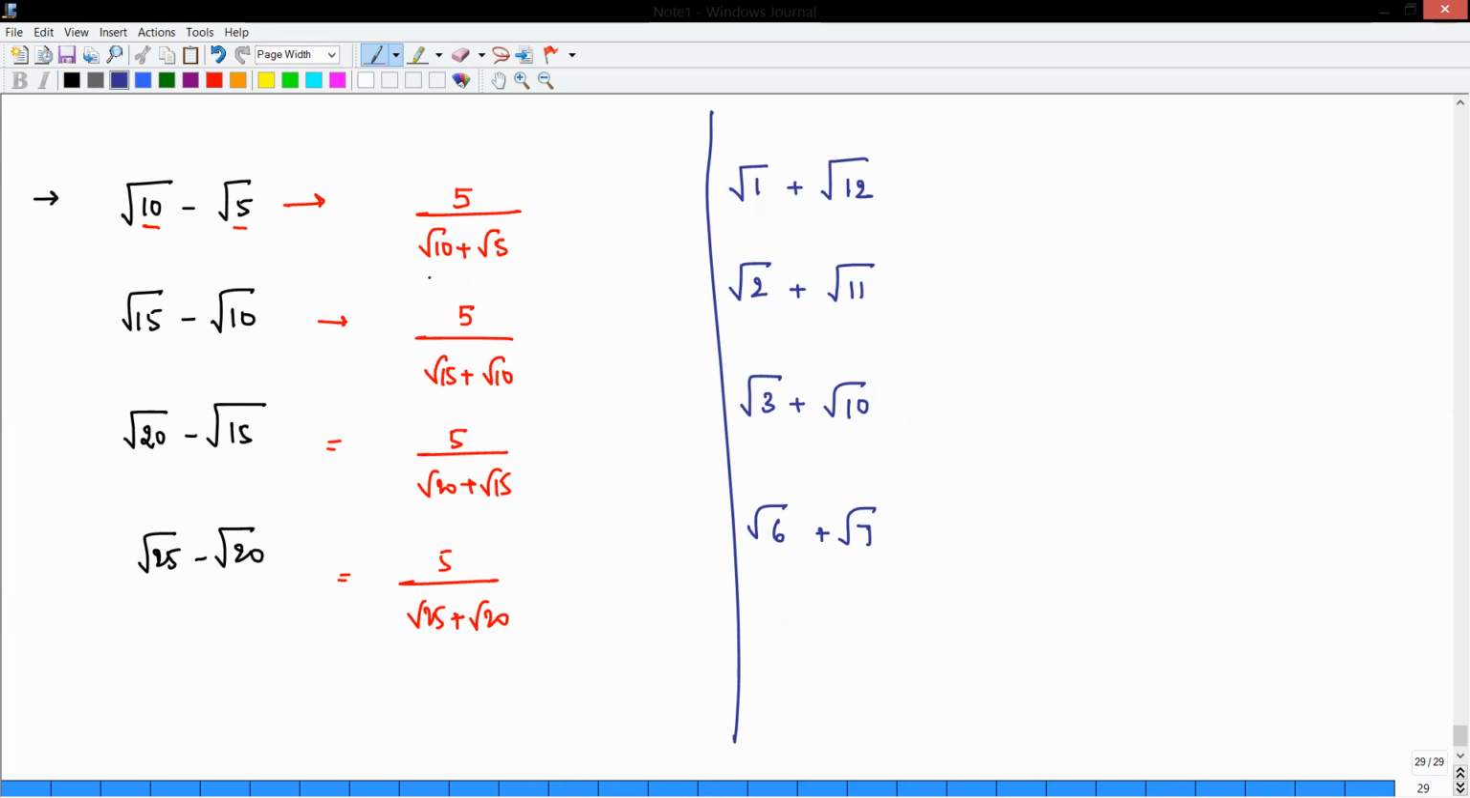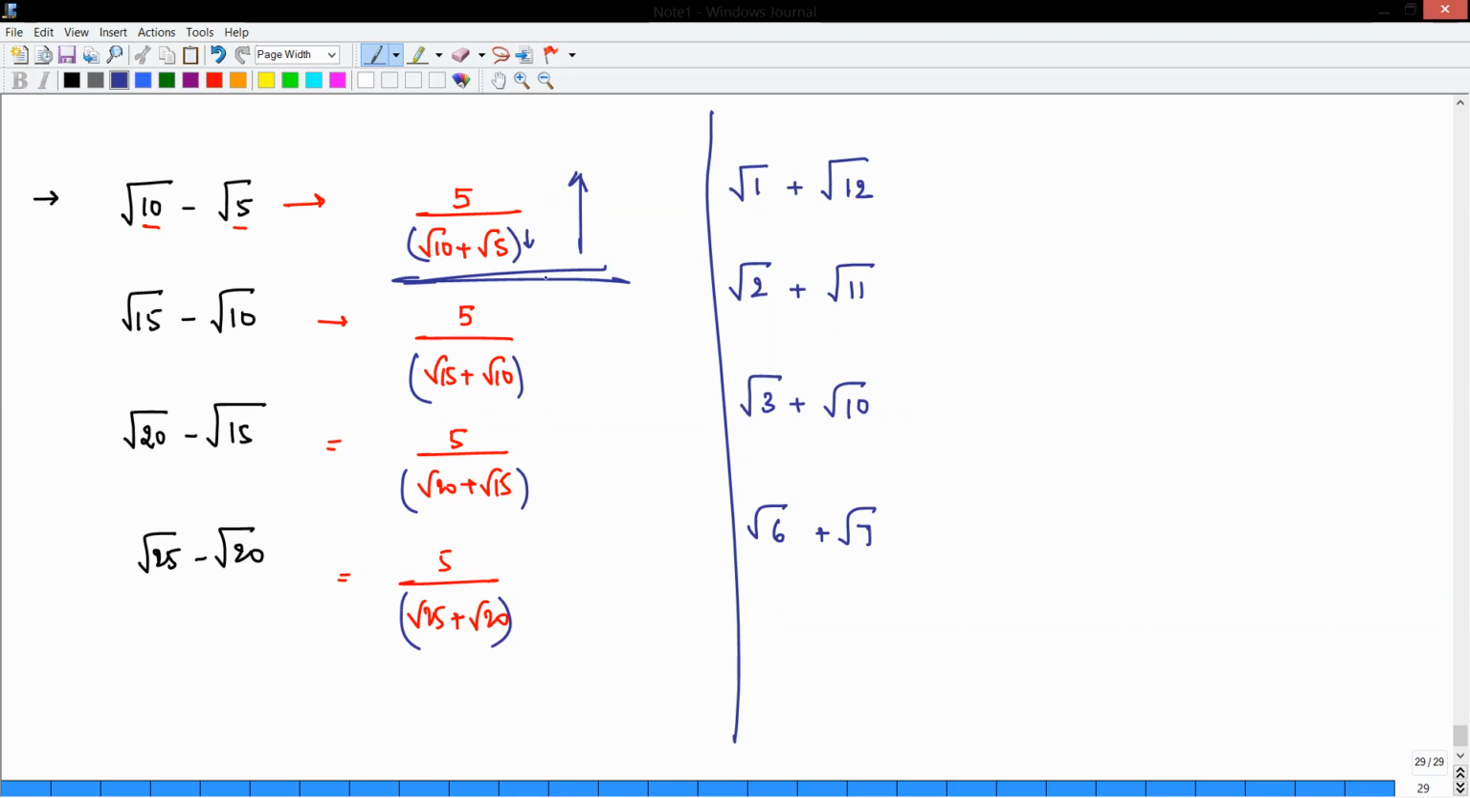So if you rationalize it, what happens? All the numerators are the same. Now you can compare the denominators. Which denominator is the lowest? This denominator is the lowest. And a fraction with the lowest denominator is higher. Therefore, your answer is what?